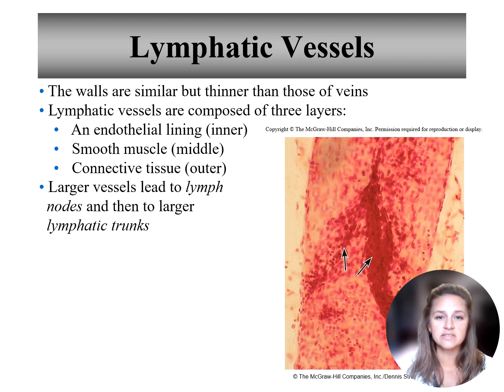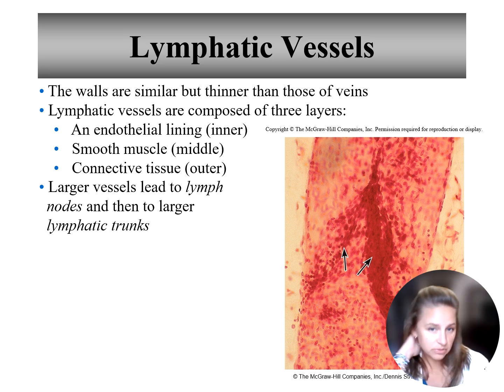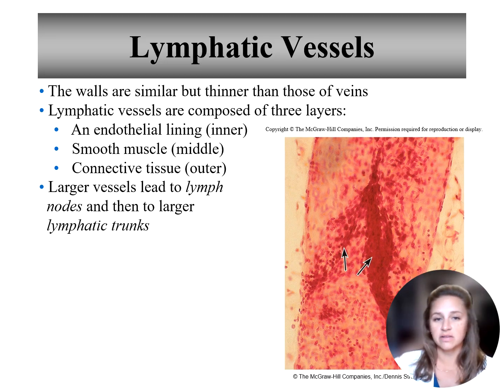So the lymphatic vessels are thinner than those of veins. And remember, veins are thinner than arteries. So they're the thinnest of the vessels. And they're composed of 3 layers, an outer, middle, and an inner. So connective tissue is on the outside, smooth muscle is in the middle, and then the endothelial lining is the inner. So larger vessels lead to lymph nodes and then to lymphatic trunks.